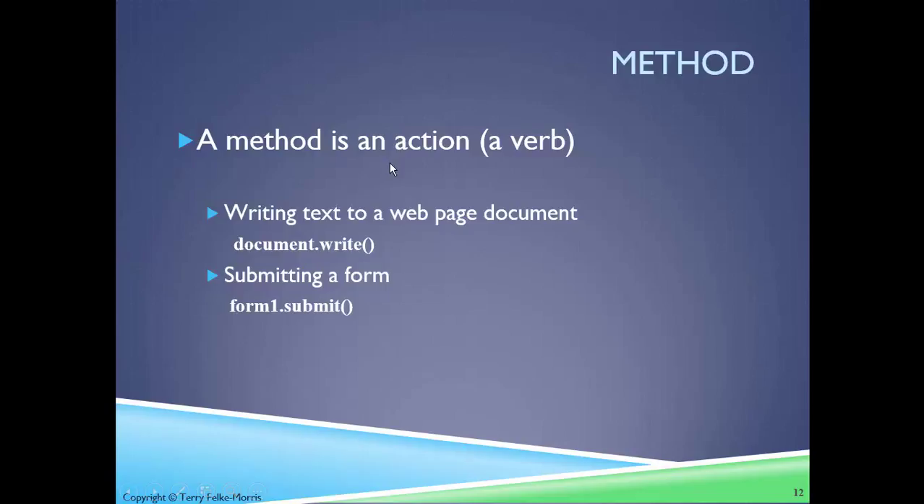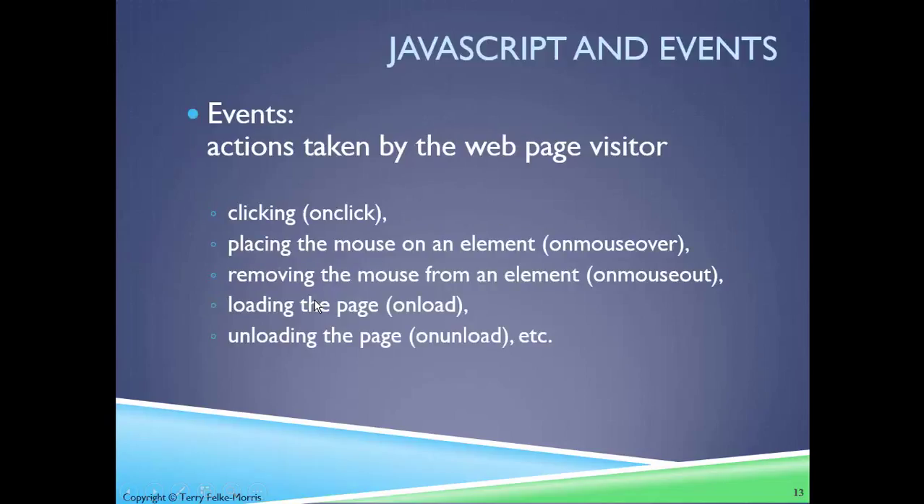A method is a behavior, or some kind of an action that an object can perform, such as writing text to a web document. You've seen the document.write, such as submitting the form, the name of the form.submit.